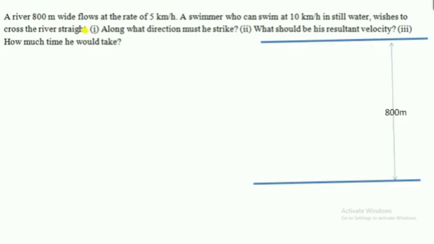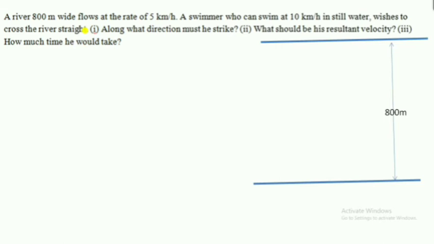So this is another question. A river 800 meter wide flows at the rate of 5 km per hour. A swimmer who can swim at 10 km per hour in still water wishes to cross the river straight. Along what direction must he strike? What should be his resultant velocity? How much time he would take to cross the river?